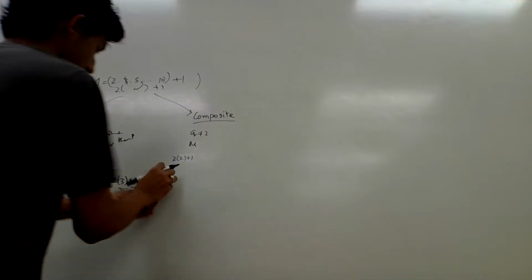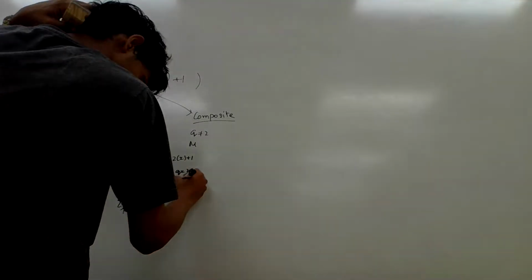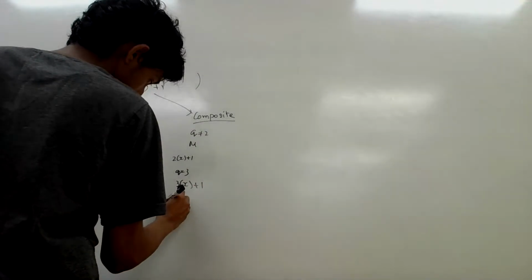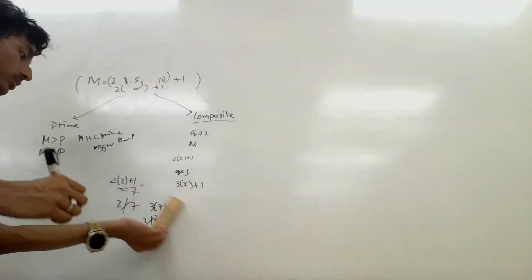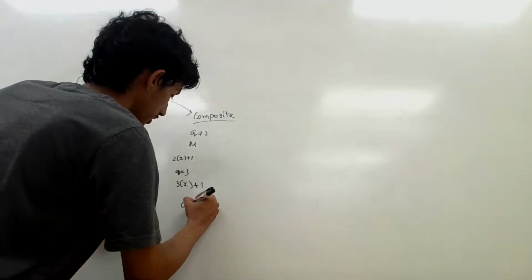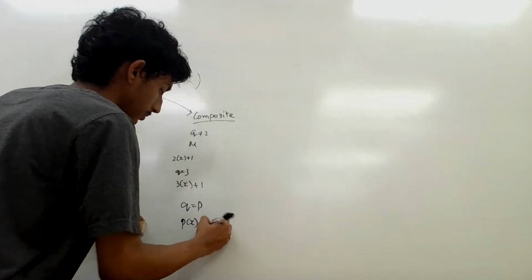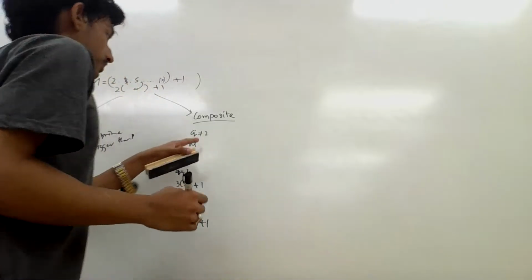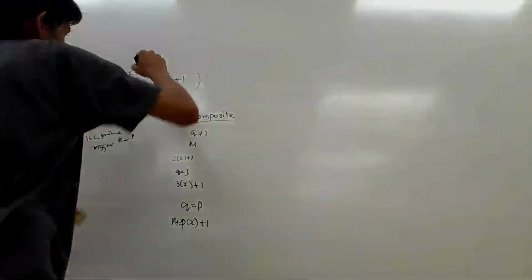For example, also for 3, if you decide q to be equal to 3, you can write the same thing. It's 3 times x plus 1, and for example 3 times 7 plus 1, which is 22, is also not divisible by 3. So you can keep on going until the point where q equals p, and you can say m equals p times x plus 1, where x equals all the numbers until this except p.